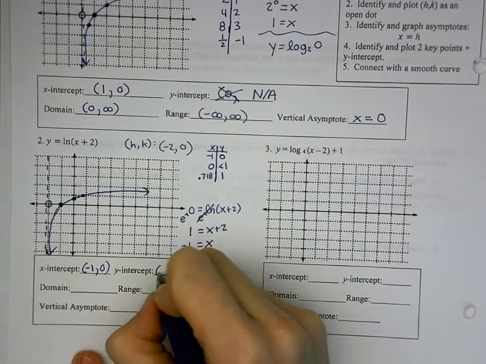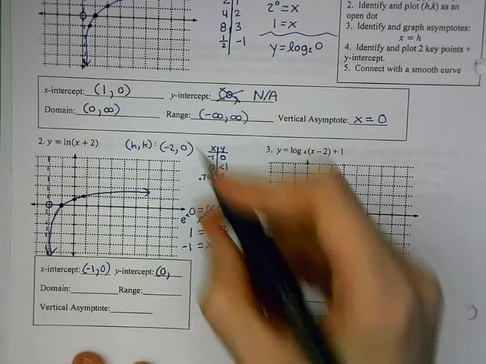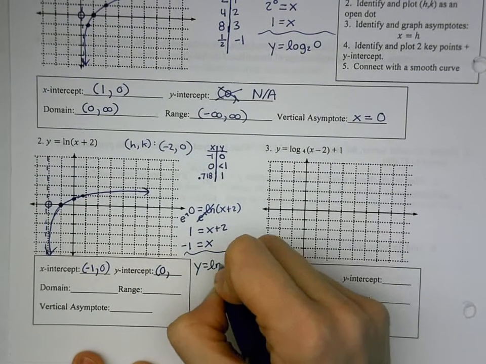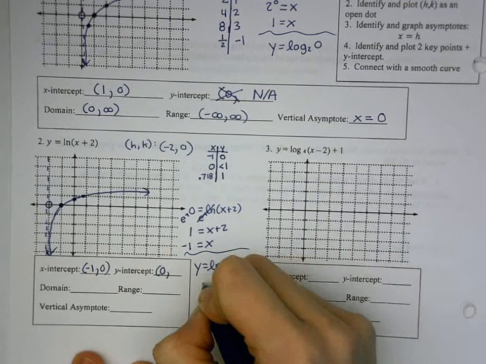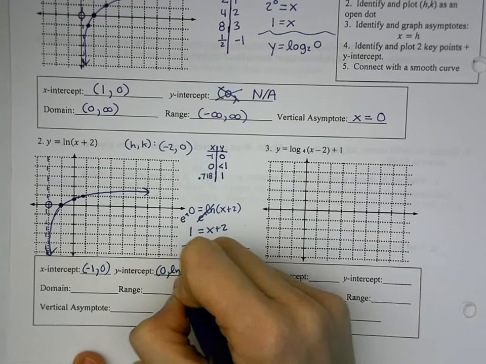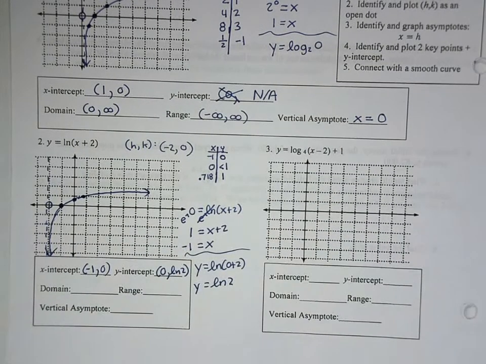Y-intercept is when x equals 0. And so we have y equals the natural log of 0 plus 2, which is the natural log of 2. Which, since we have no idea what that is, like I said, if I remember correctly, it's about 0.69. But since we don't know officially what that is, we're just going to write that as natural log of 2.